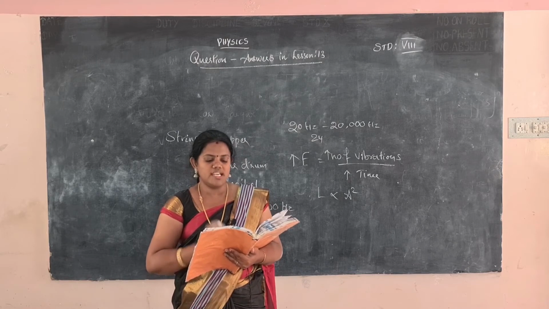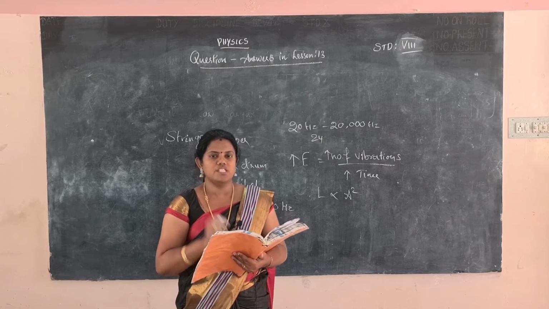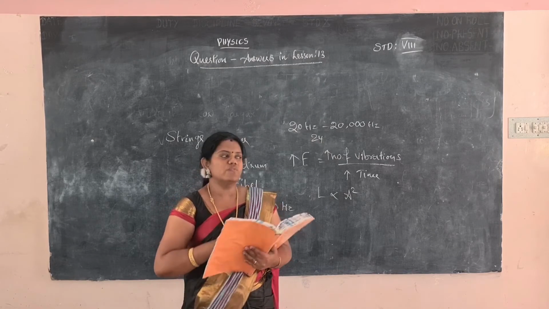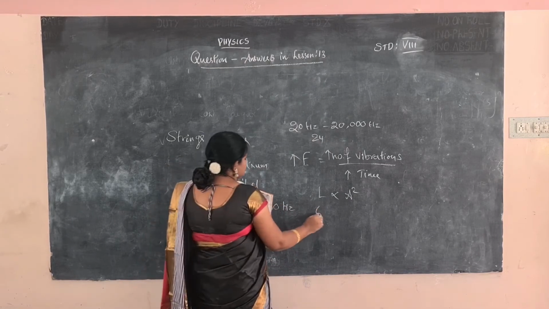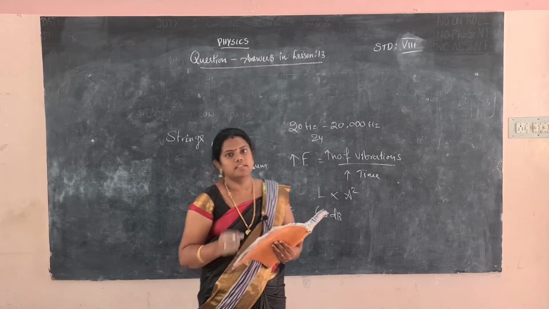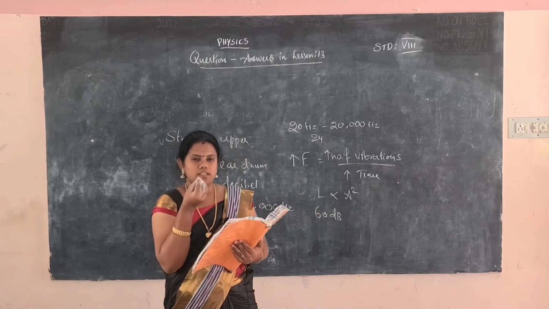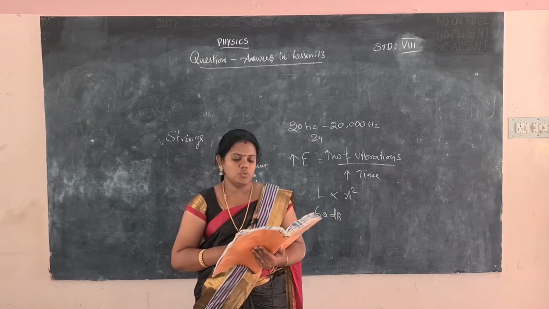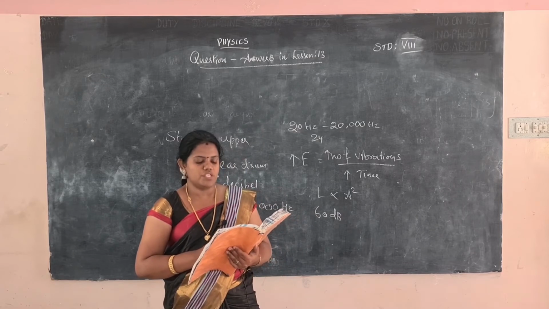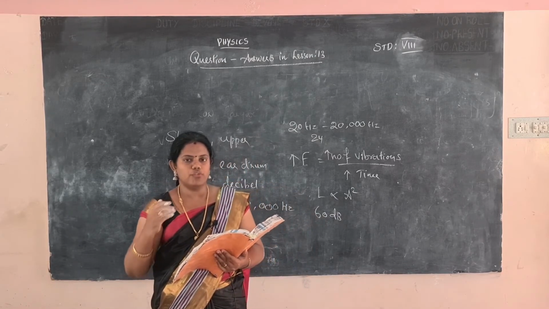Then the fifth one, normal conversation has a loudness of 30 decibel. Is it true? No, normal conversation has a loudness of 60 decibel. 30 decibel is a quiet office, where you have to speak in a very low voice. So 30 decibel is not a normal conversation sound, so it will be false. So false, false, true, true, false.